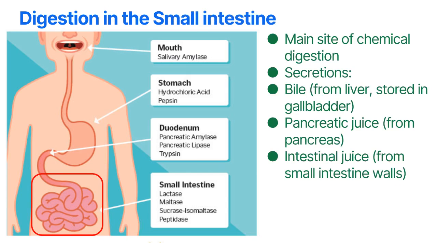The small intestine is the main site of chemical digestion. It receives three important secretions. First, bile from the liver, which is stored in the gallbladder. Second, pancreatic juice from the pancreas. And third, intestinal juice from the walls of the small intestine.